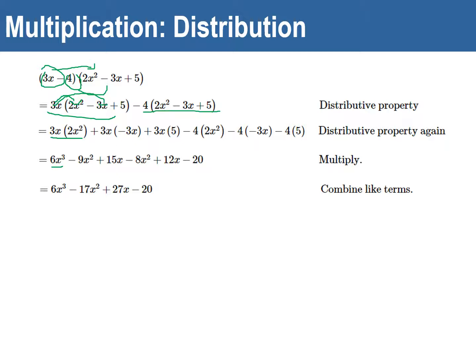And then you can combine like terms. There are no other x cubed terms. Here are the squared terms, the x terms, and then the constant term. So your answer is 6x cubed minus 17x squared plus 27x minus 20.